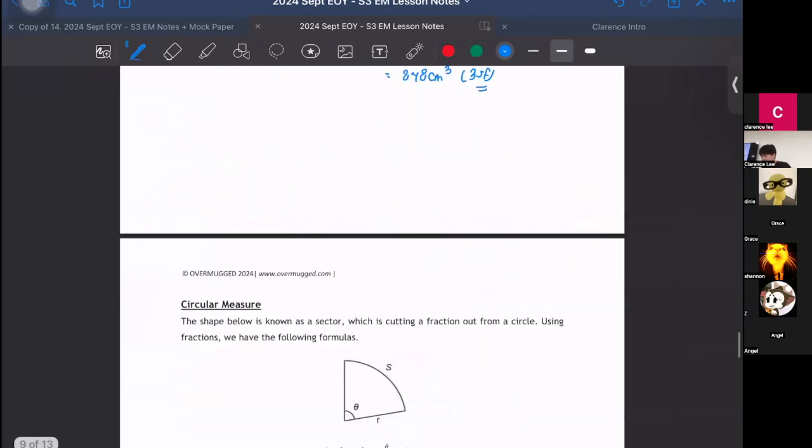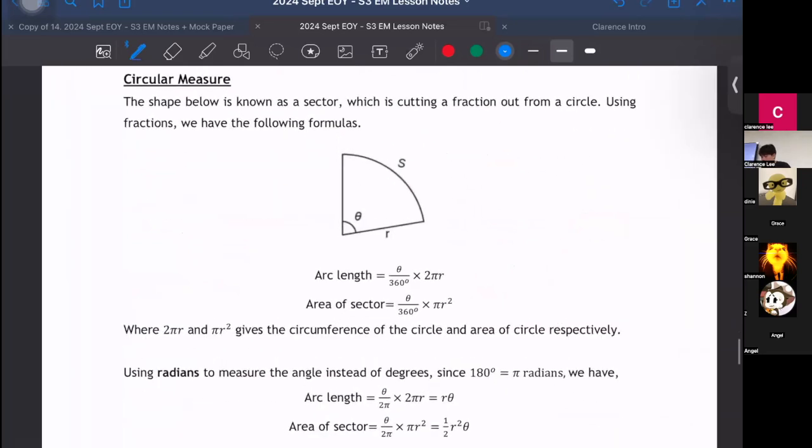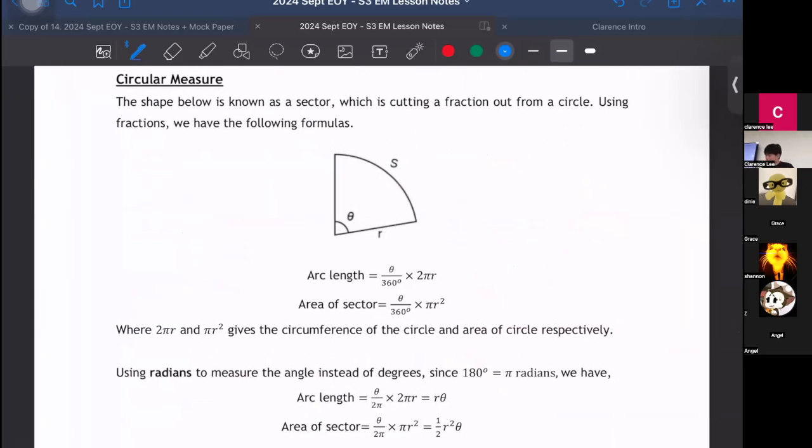Moving on to the next chapter on sector area, this portion over here. Your formula over here, your arc length and your sector area formula over here. Essentially, the concept that you're applying is your proportions. What I mean by proportions, very simple. Your circle, let's say you have an angle at a point. Your angle over here at a point is 360 degrees. So 360 degrees covers the entire circle, which is your circumference, 2 pi r. If not, it will be your area of your circle, which is pi r squared.